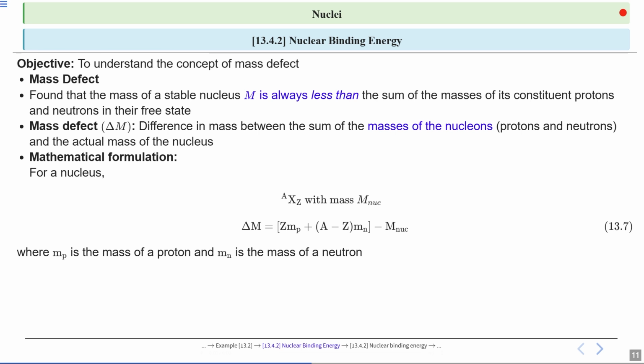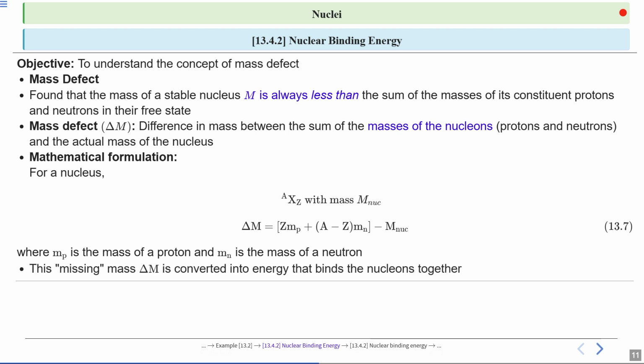The formula for mass defect is delta M equals [Z times Mp plus (A minus Z) times Mn] minus M_nuc. Here Z is the number of protons, Mp is the mass of a proton, A minus Z is the number of neutrons, Mn is the mass of a neutron, and M_nuc is the actual mass of the nucleus. So Z Mp plus (A minus Z) times Mn, the collective term in square brackets, represents the mass of the nucleons present in the nucleus.